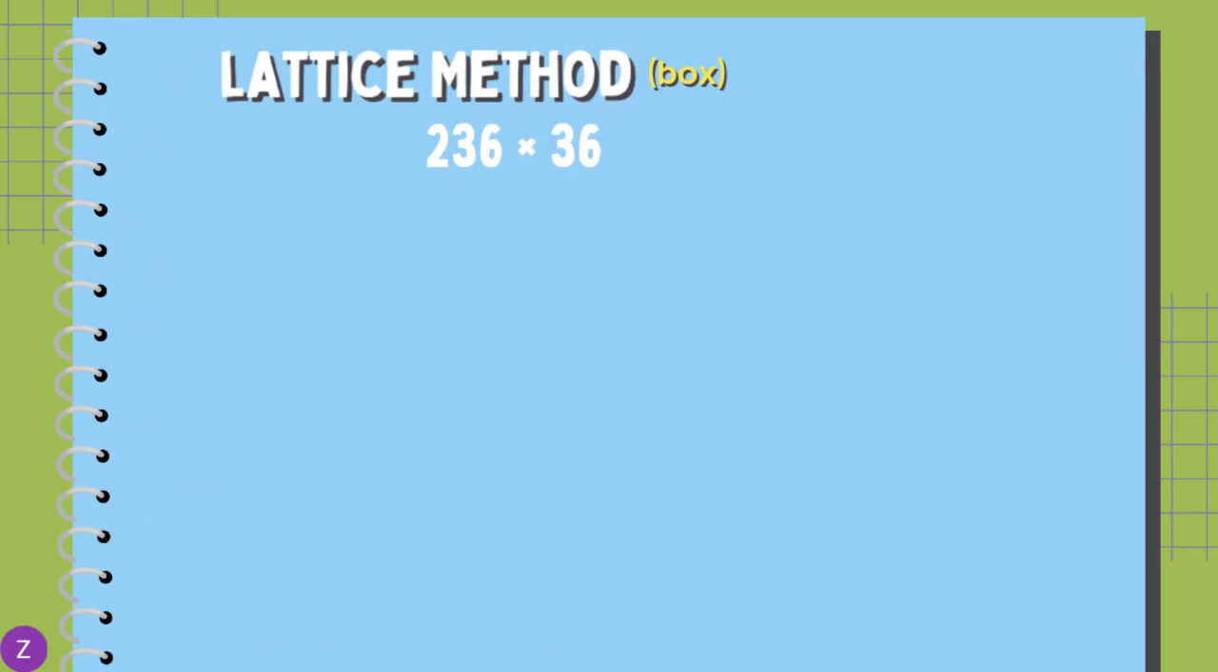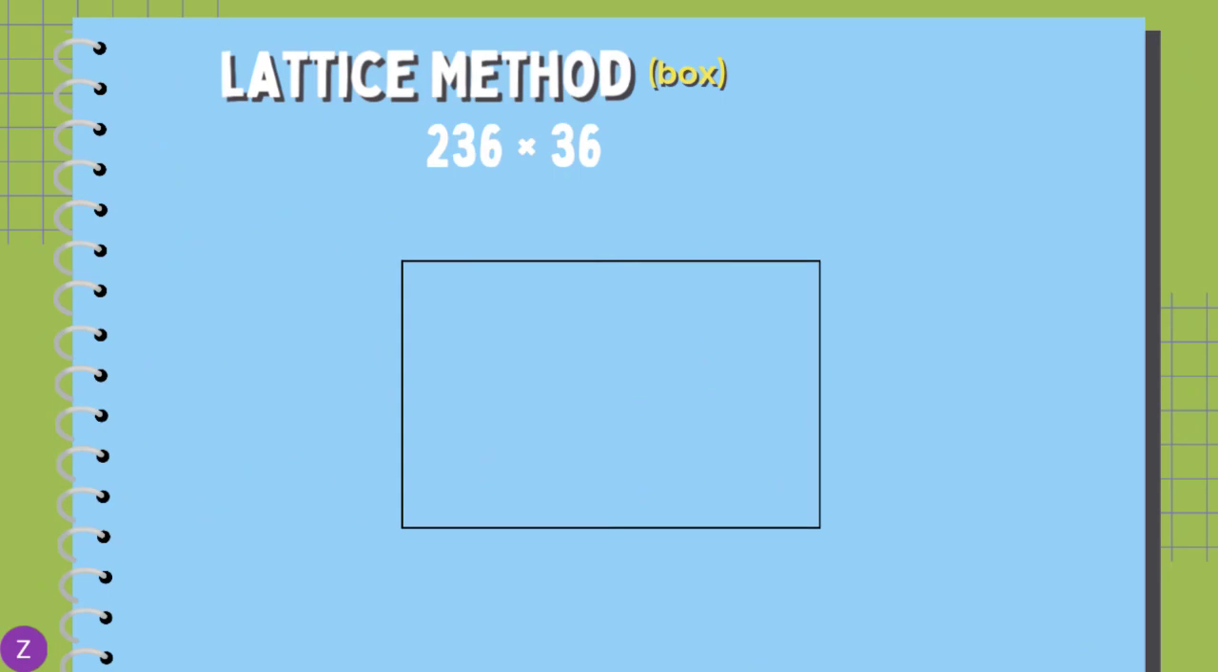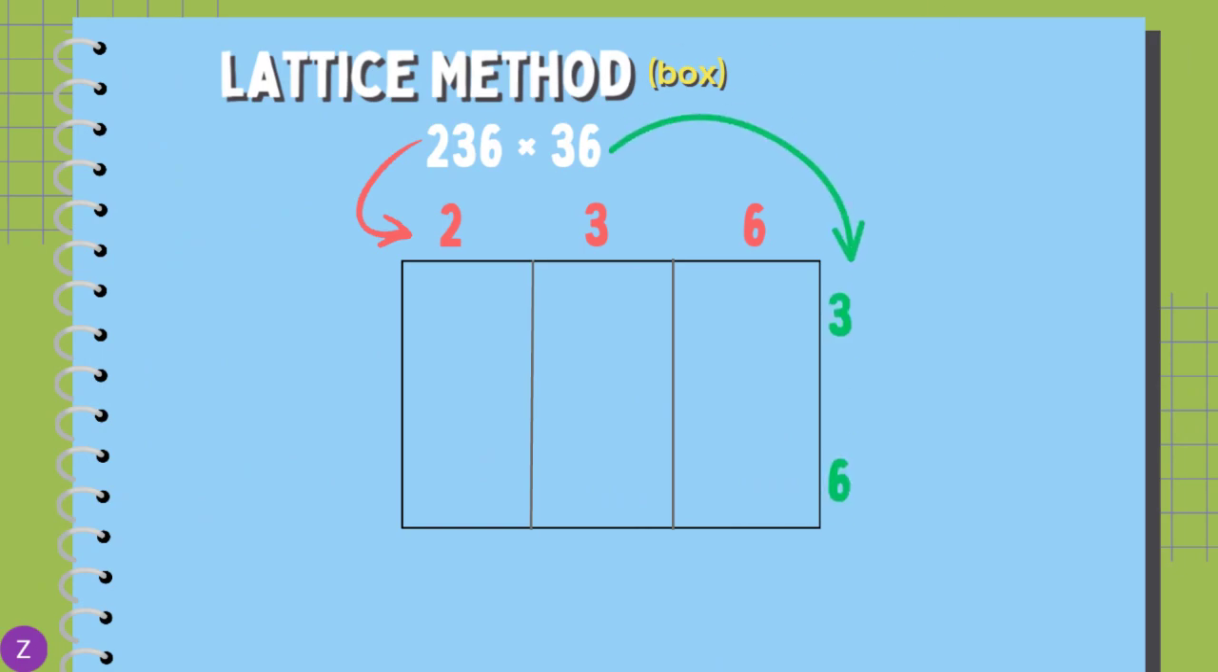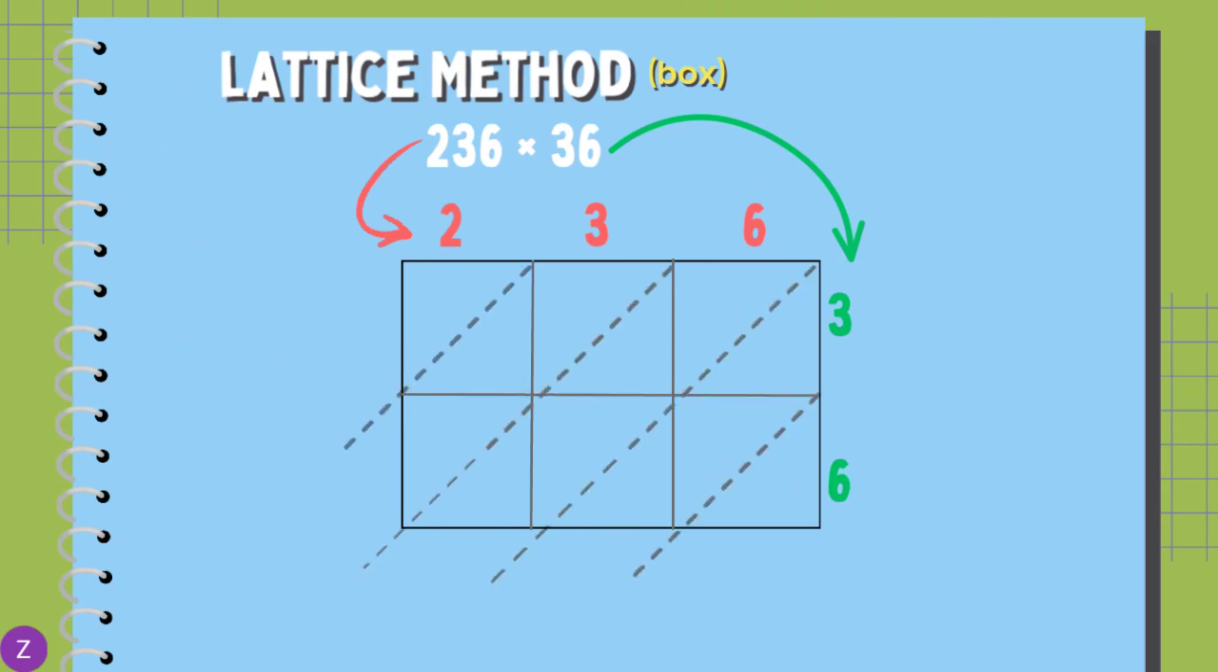Let's try this with a bigger number. 236 goes in its own box at the top. Then your 36 on the side, also each has its own box. We start again from the right. The 2 connects with the 3 on the right. So that's 2 times 3, which is 6. The 3 connects with the 3, which is 3 times 3 is 9. And then 6 times 3 is 18.